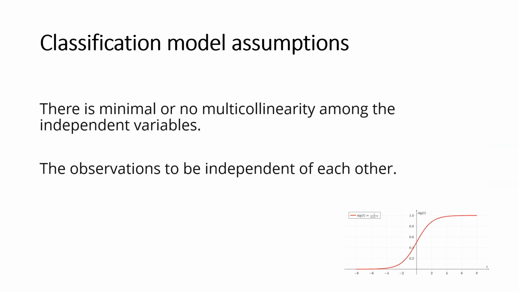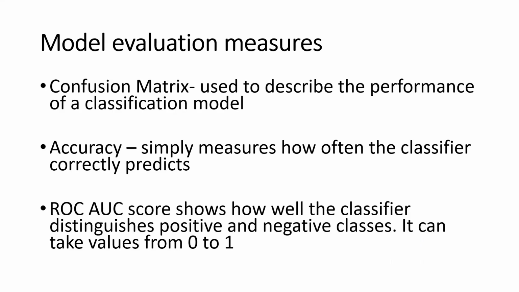Okay, so we have here just some assumptions. Just like in the linear regression model, we have assumptions that we need to follow with our modeling, checking our data and making sure the data can go through our model pretty smoothly. The same thing applies with classification models. I have two simple rules here: minimal to no multicollinearity among independent variables, and observations are to be independent of each other.